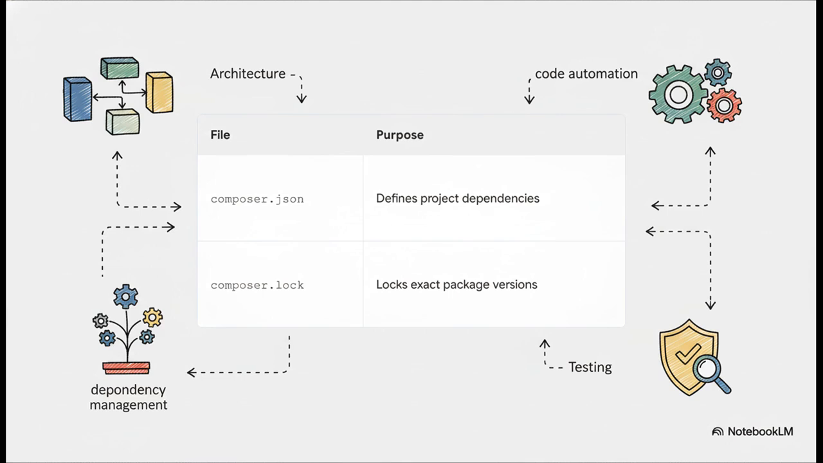And it all works with 2 key files. First, you have composer.json. Think of this as your shopping list. You just list what you need. Then, when you install everything, Composer creates a composer.lock file. Now this file, this is the secret sauce. It records the exact versions of every single package that got installed. Committing this lock file is absolutely crucial because it guarantees that every developer on your team and every server you deploy to is using the identical set of dependencies. It completely eliminates those, well, it works on my machine headaches.